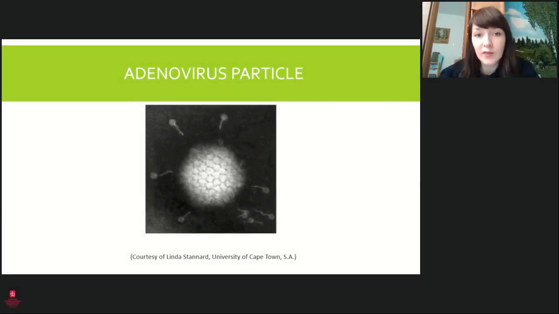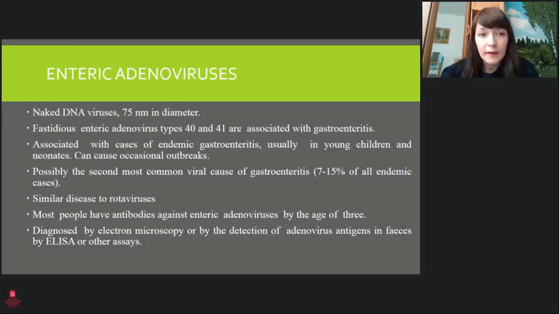In this picture, an adenovirus particle. Naked DNA viruses, 75 nanometers in diameter, fastidious enteric adenovirus types 40 and 41 are associated with gastroenteritis. Associated with endemic gastroenteritis, usually in young children and neonates, can cause occasional outbreaks. Possibly the second most common viral cause of gastroenteritis, similar disease to rotaviruses. Most people have antibodies against enteric adenoviruses by the age of 3. Diagnosed by electron microscopy, PCR, ELISA and other assays.